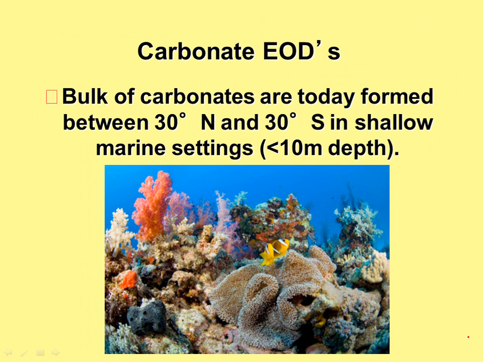So the bulk of carbonates that we see forming today are forming in what we can refer to as tropical to subtropical conditions, 30 degrees north and south of the equator, and in shallow marine settings, usually less than 10 meters in depth. Now, as I pointed out earlier, that doesn't mean carbonates can't form below 10 meters. Volumetrically, it's the upper 10 meters where you see a lot of the carbonates form.